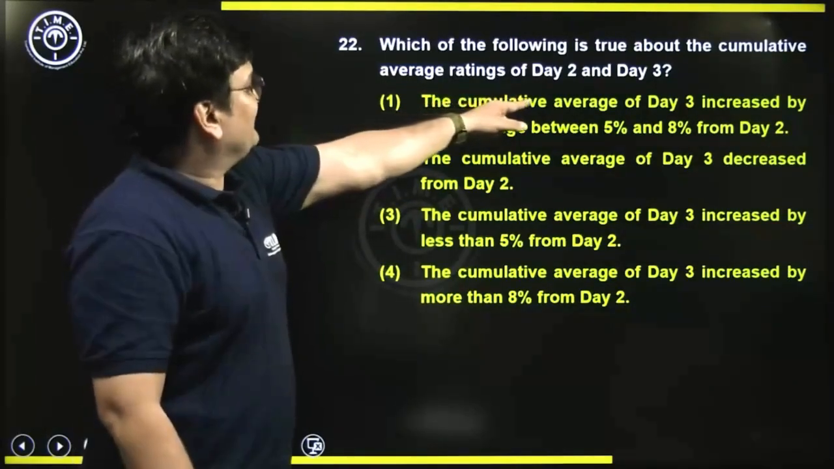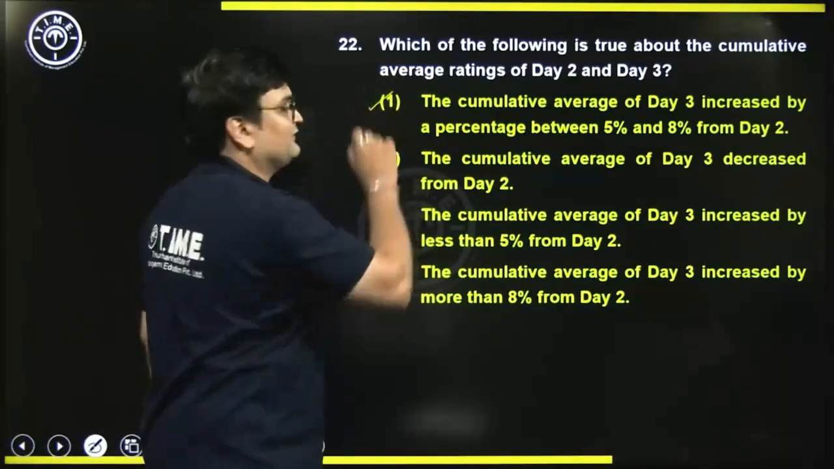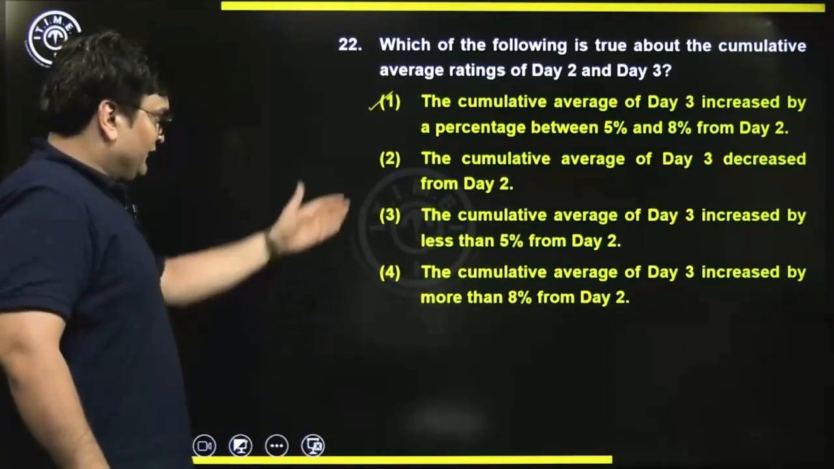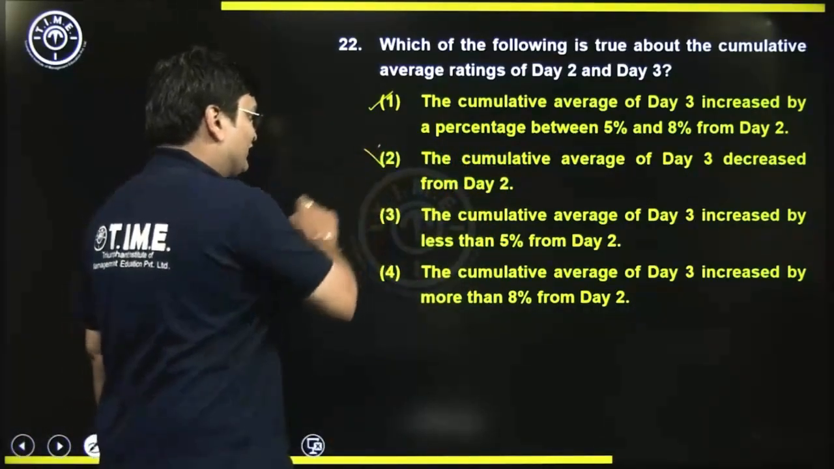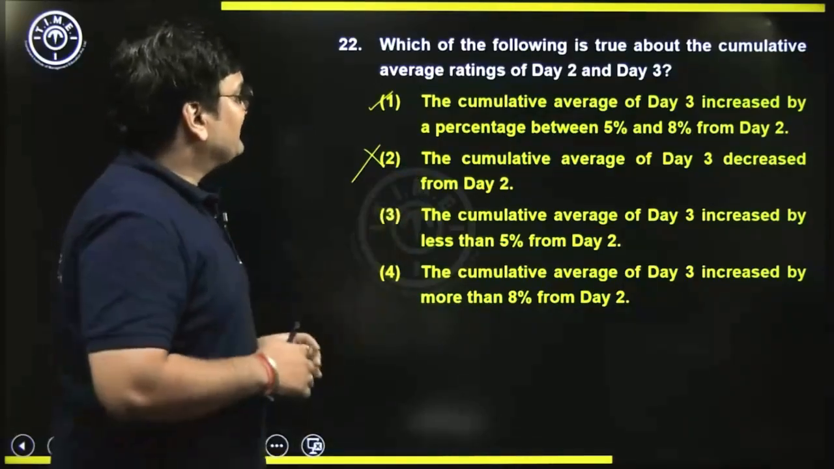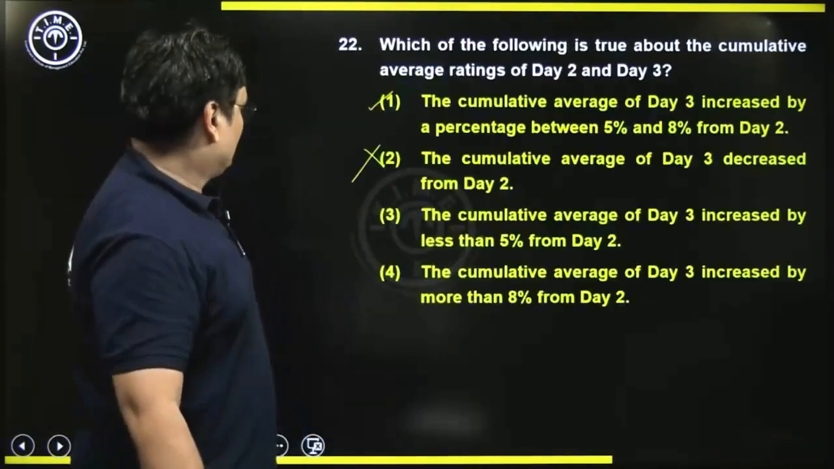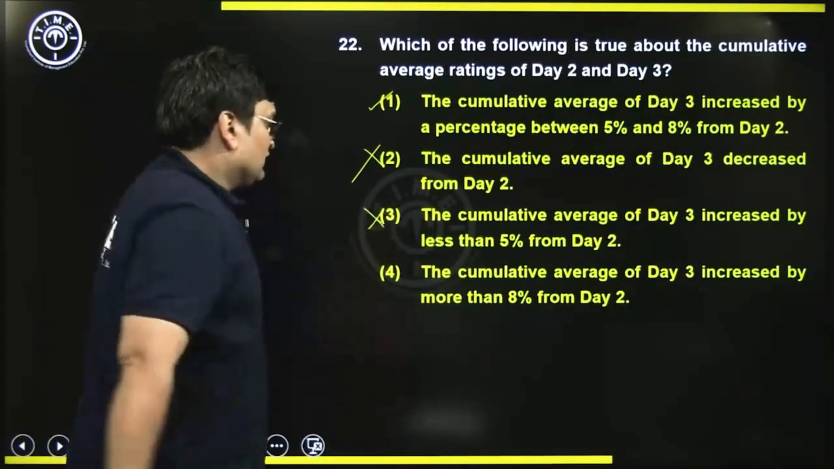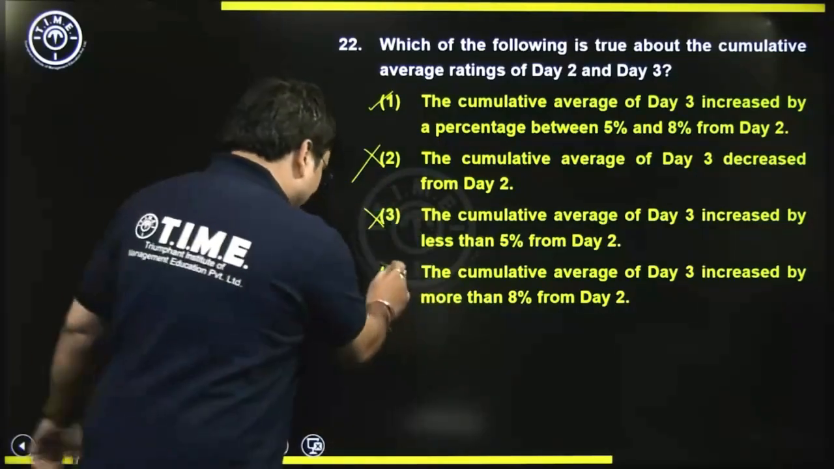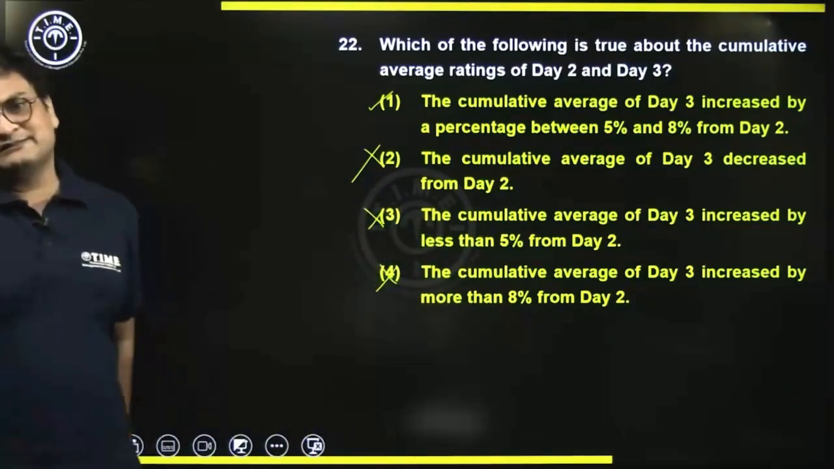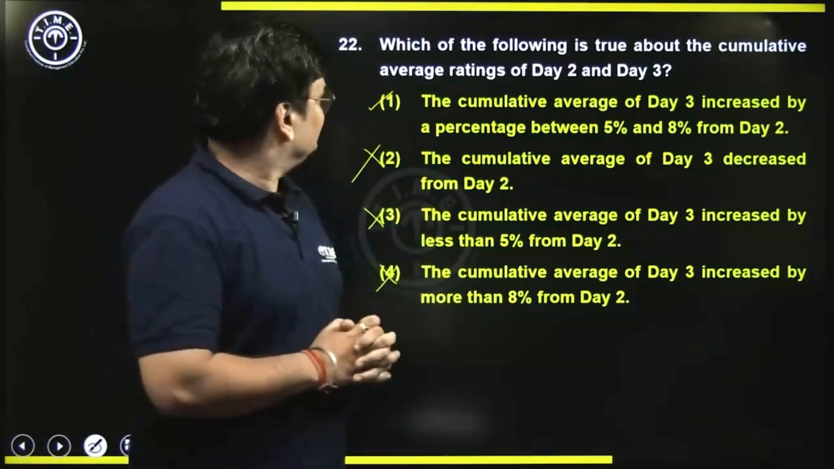The cumulative average of day 3 increased by percentage between 5 to 8, that is absolutely correct. So, first option itself will be the correct answer. However, if you look at the others, the cumulative average of day 3 decreased from day 2, no, it increased. The cumulative average of day 3 increased by less than 5%, as we saw it was more than 5%, slightly more. So, this is also wrong. The cumulative average of day 3 increased by more than 8%, no, I said it is slightly more than 5, definitely not more than 8. So, thus option choice 1 is going to be the correct answer out here.